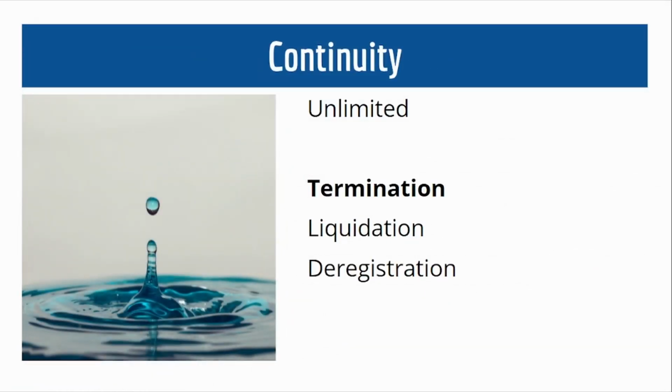Continuity. The continuity is unlimited unless it is intentionally terminated through either liquidation or deregistration. Now, a PTY limited and a limited will liquidate and have to go to high court. A CC can be liquidated in a magistrate court.